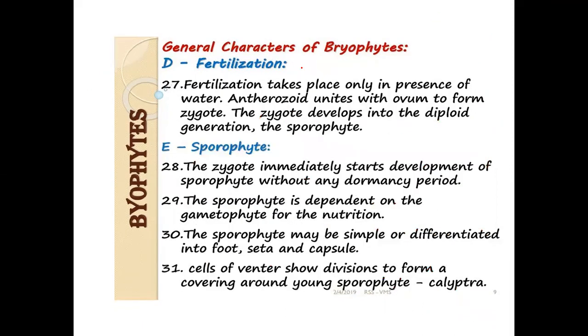Next, after the formation of the gametes, the next step is fertilization. So in the bryophytes, the antherozoids which are released from the antheridia, we have told you that they are motile and they can move from one place to another place. They have flagella. So for the movement of those antherozoids and to fuse with the ovum, they have to move.